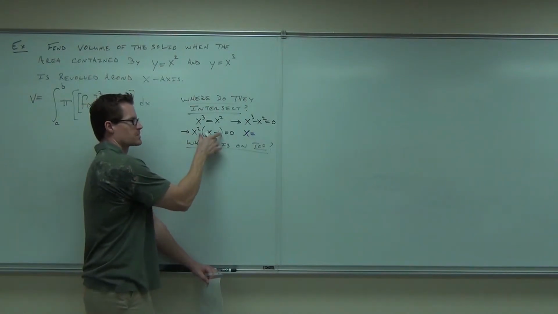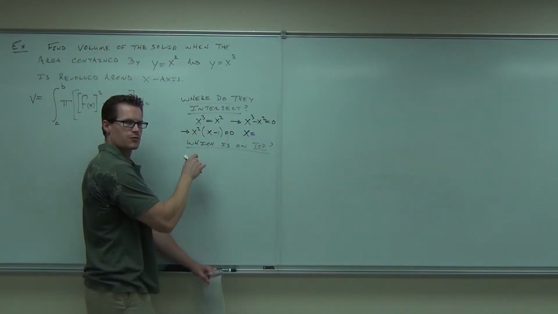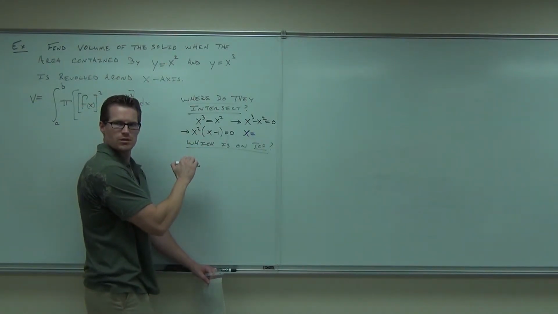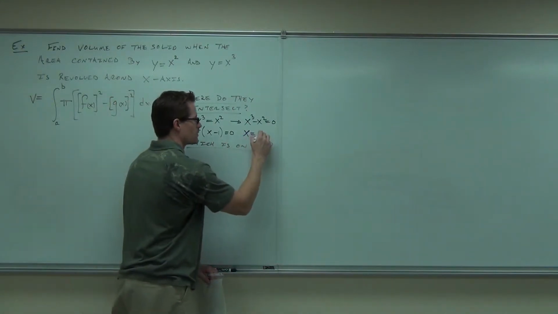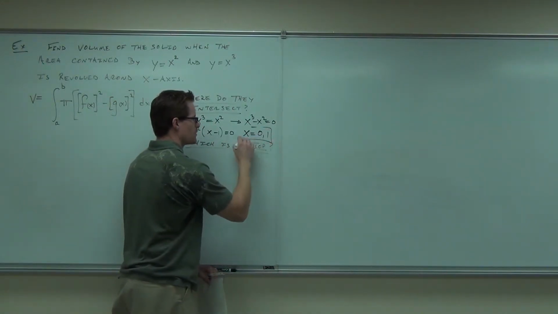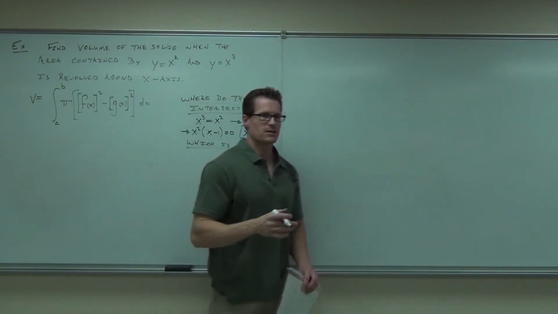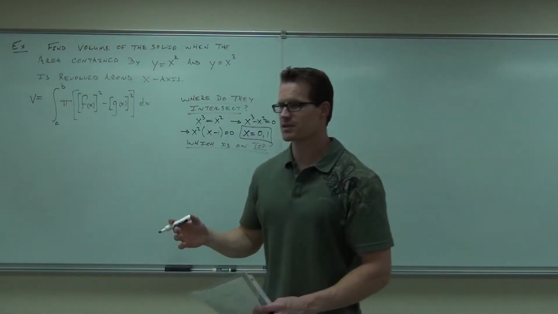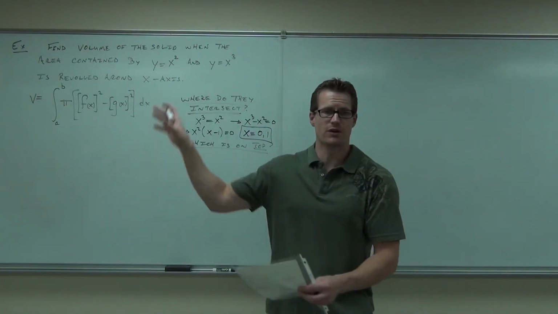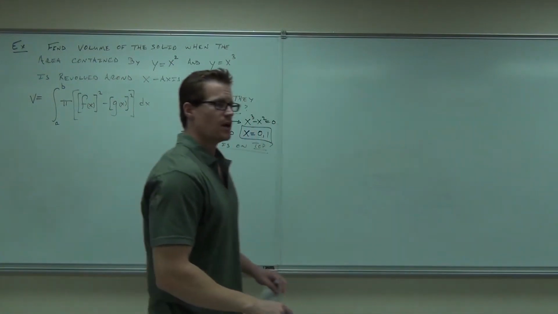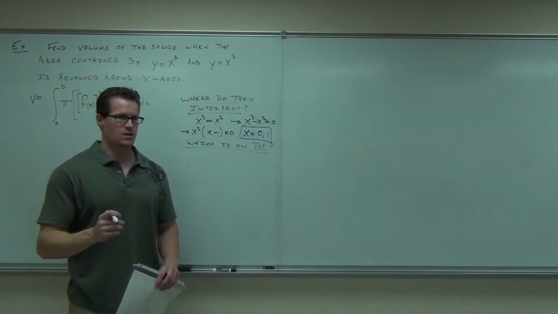If x squared times x minus 1 equals 0, can you solve for my x's, please? 0, 1. Perfect. Not so bad. In fact, it's very similar to what you did for finding the area because that's exactly the same idea that we're doing, only we're revolving around some sort of an axis. Now do you know where your integral is going to start and stop?